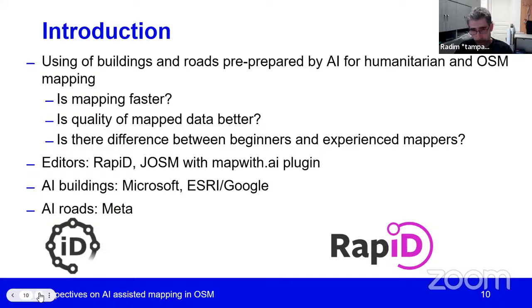So probably you know that Rapid Editor exists. It's very similar to the well-known iD Editor. And maybe you also know that the very popular OSM editor JOSM has a plugin called MapWithAI, and both Rapid Editor and JOSM with this plugin offer mappers buildings and roads pre-prepared by artificial intelligence, so they can use them or they don't have to. AI buildings were pre-prepared by Microsoft and partly also by Google and S3, and AI roads were pre-prepared by Meta. Next slide, please.